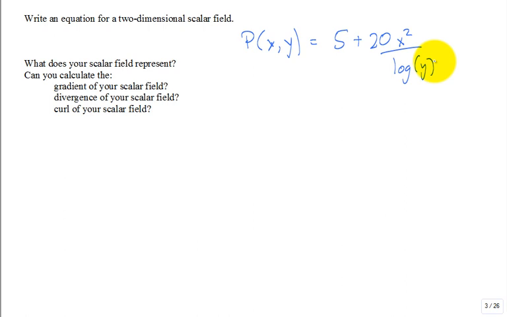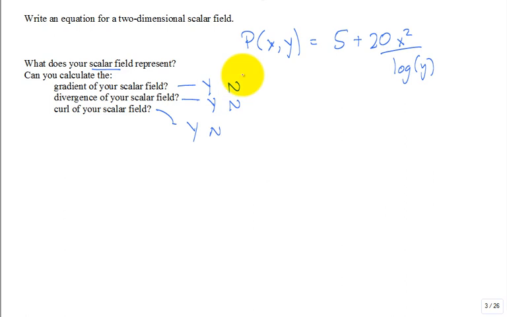Now that you have a nice scalar field, could you calculate the gradient of that scalar field? This is yes or no. Then could you calculate the divergence of it? Yes or no. And could you calculate the curl? Yes or no. Well, first of all, let's say with the traditional use of divergence and gradient and curl.